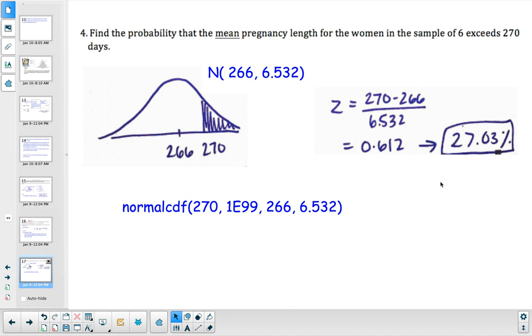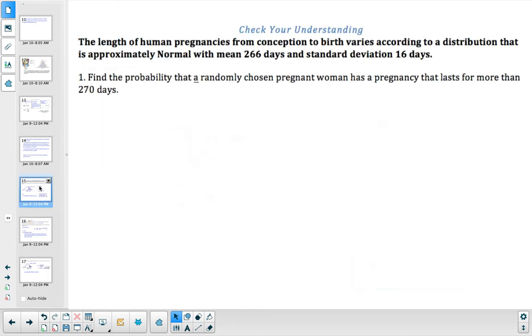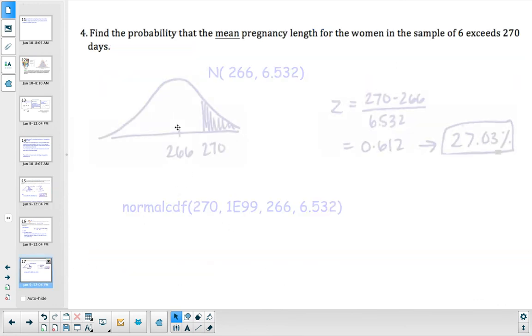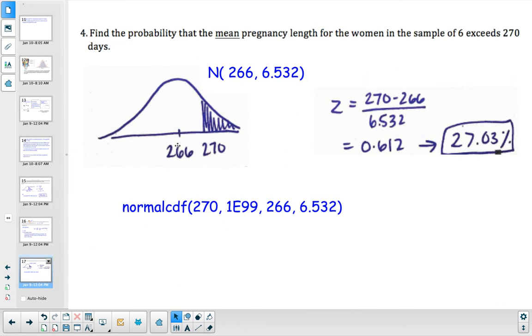It's really important to distinguish the difference between what we had in number 1 and what we have here. Both of these pictures look pretty similar, except the standard deviation is different. Because in number 1, it was just a single randomly chosen pregnant woman, just one from the population. And this is the distribution of the population. This is a population distribution that's drawn here. Whereas in number 4, this is a sampling distribution.